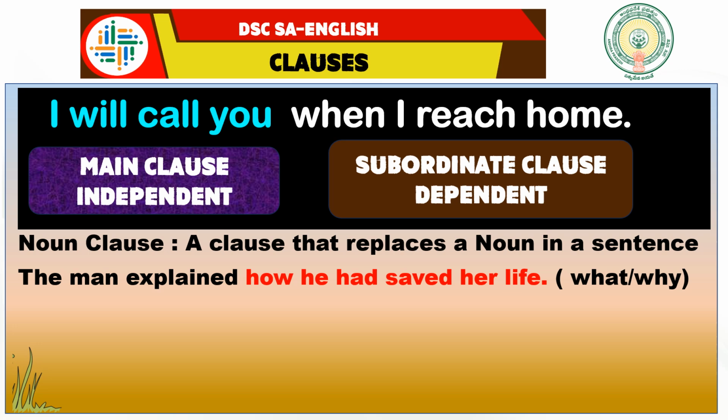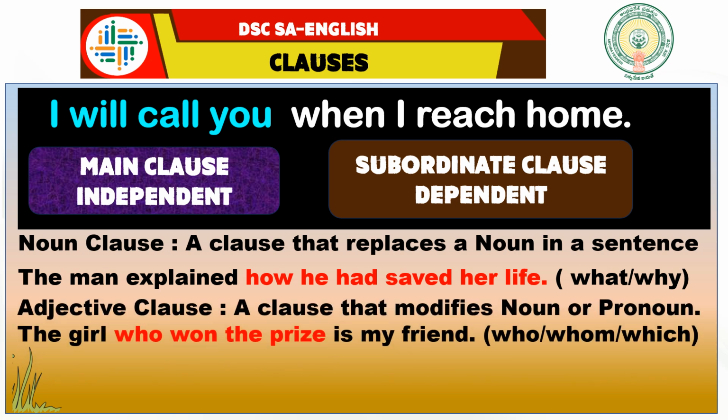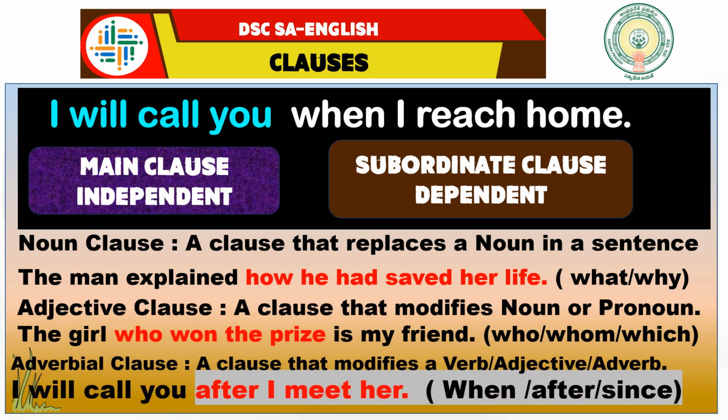So here the key area is how to find out a noun clause, an adjective clause, or an adverbial clause. Most of the noun clauses start with what, why, when, how. You can say simply, the man explained how he had saved her life. A clause that replaces a noun in a sentence is called a noun clause.